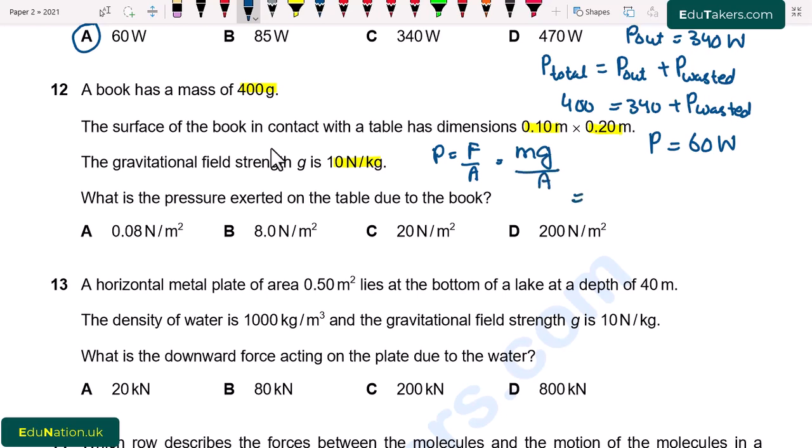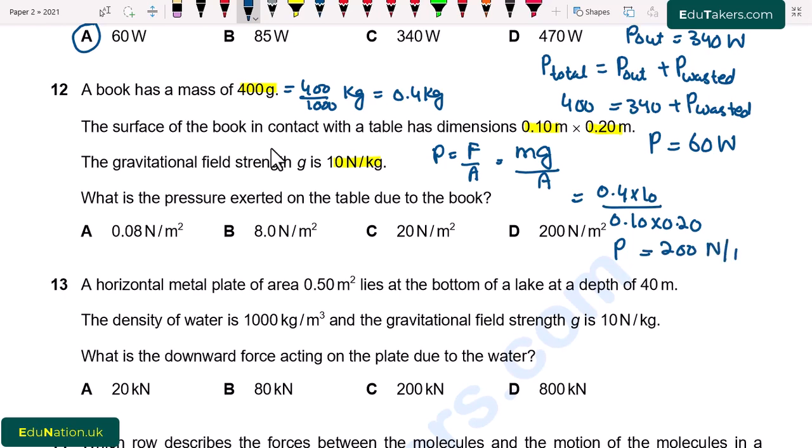It will be equal to mass is 400 gram and we have to convert this into kilogram. So I write here 400 divided by 1000 kilogram, and it is equal to 0.4 kilogram. So I write here 0.4 multiplied by 10 divided by area, 0.10 multiplied by 0.20. So pressure will be equal to 200, unit is Newton per meter square. So here D option is correct, which is 200 Newton per meter square.